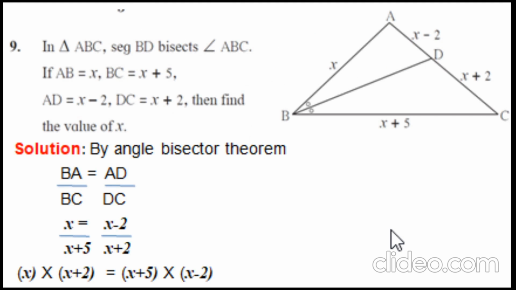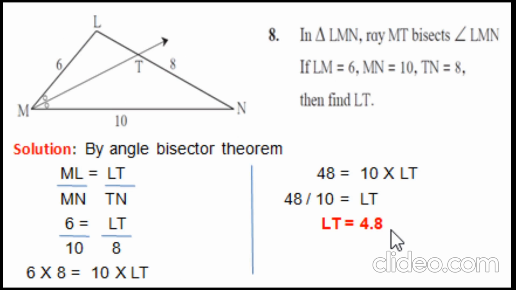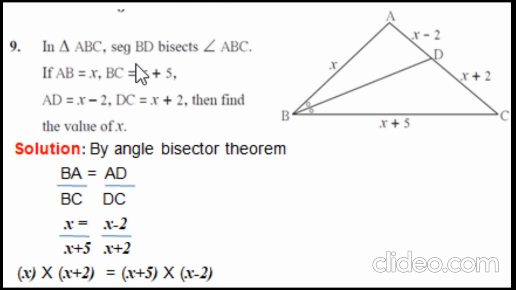This is also similar to the 8th question. Now, in triangle ABC, segment BD bisects angle ABC. Then AB is equal to X, BC is equal to X plus 5, AD is equal to X minus 2, and DC is equal to X plus 2. Then we have to find the value of X.